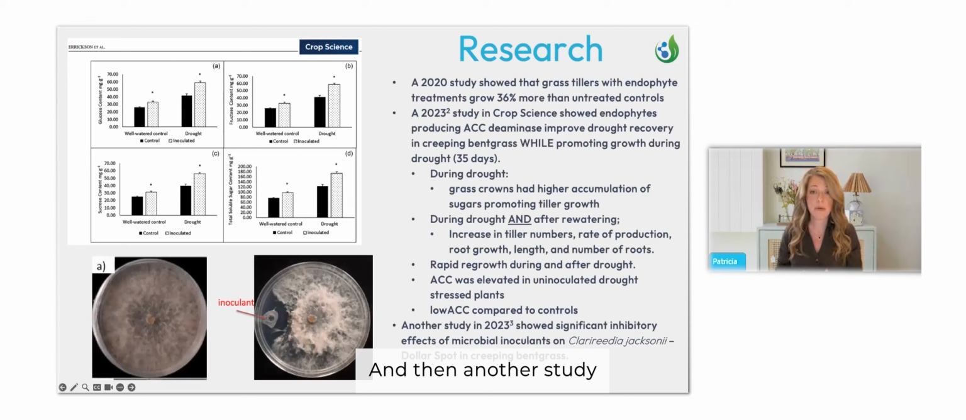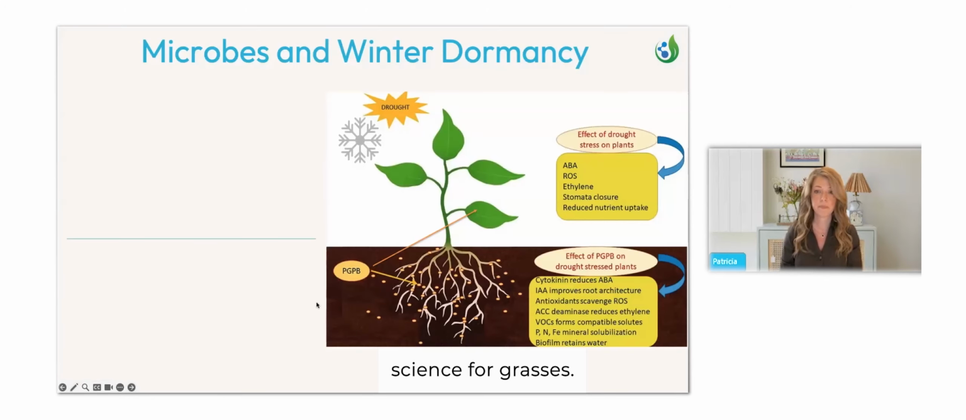And then another study just this year also showed the inhibitory effects of microbial inoculants. Again, these are endophytic bacteria, and these inoculants were able to reduce the growth of dollar spot. Here what you see is an inoculant, like a little disc that has the inoculant on it, and then it starts to grow out in this area here. Wherever it has grown, you can see that dollar spot is inhibited. So this is really important for inoculation science for grasses.